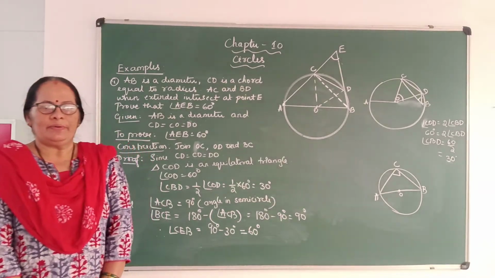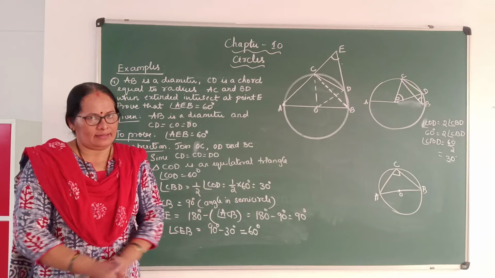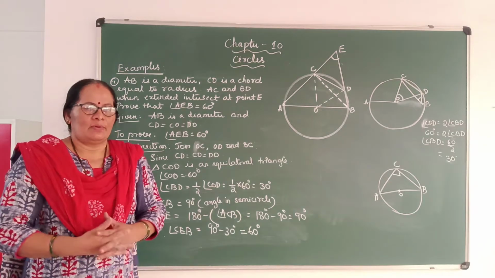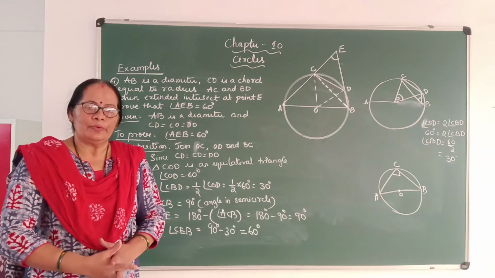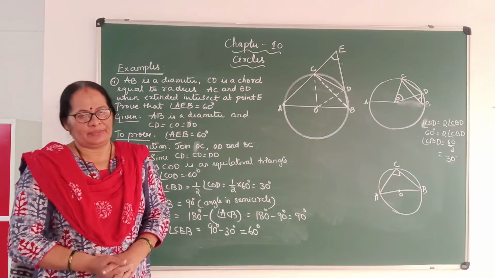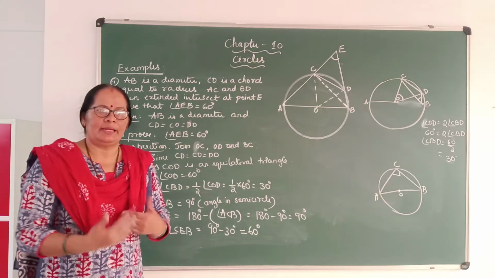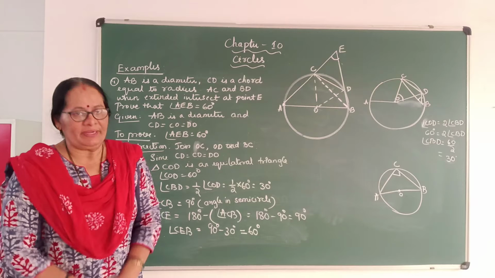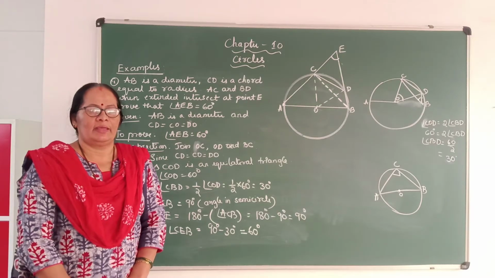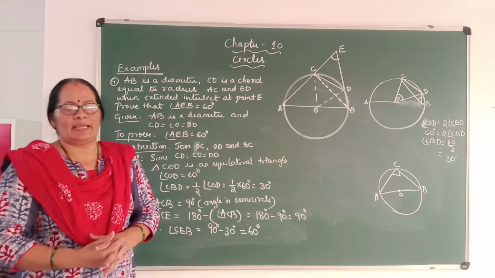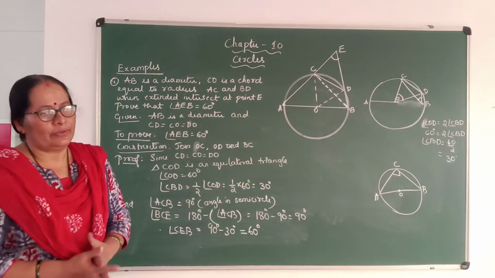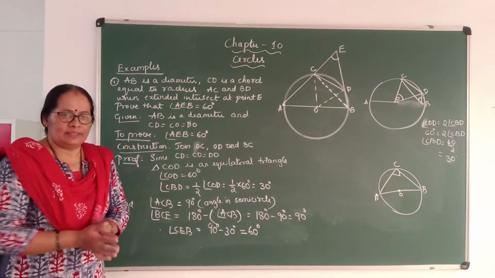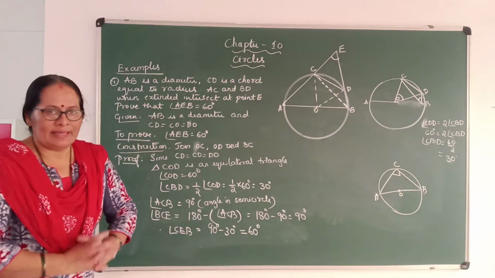In the previous video we discussed cyclic quadrilaterals. What is a cyclic quadrilateral? A cyclic quadrilateral is a quadrilateral whose four vertices are on the circumference of the circle. The theorems related to a cyclic quadrilateral are: opposite angles are supplementary in a cyclic quadrilateral, and the exterior angle of a cyclic quadrilateral is equal to the interior opposite angle. So, related to these theorems, we are going to solve a few examples.